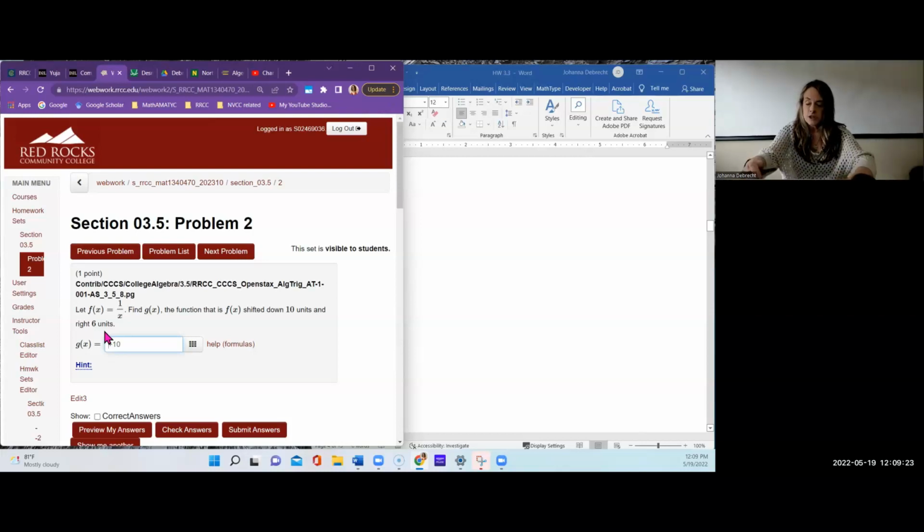Well, I know my function is 1 divided by x. And then in order to get it to shift to the right, well, I would think right would be plus 6, so it must be minus 6 because it's affecting x. But I need to put parentheses around the denominator so that it knows that this is all inside of the fraction.